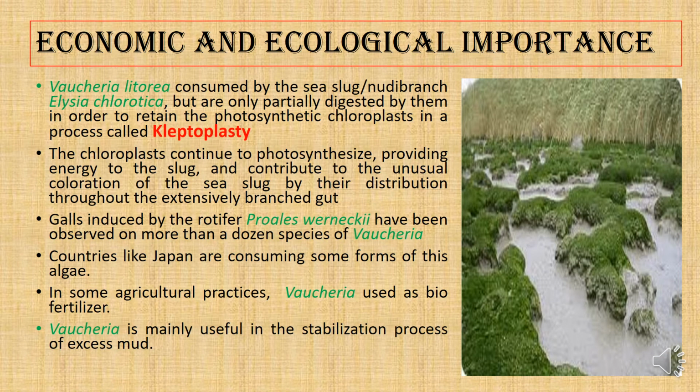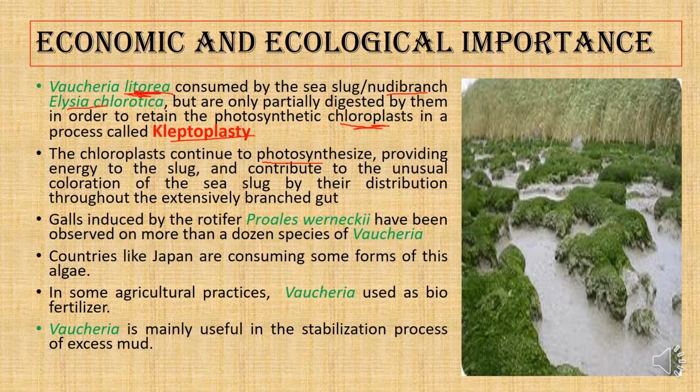About the ecological and economic importance, of course, the most important ecological importance is that of kleptoplasty. In Vaucheria litorea, this unique feature has been found with nudibranchs. We know that nudibranchs are sea slugs, very colorful and a very pleasant sight to see. This species of nudibranch consumes Vaucheria litorea, but only partially digests it. It digests the other parts but leaves the chloroplast, and the chloroplast obtained from the Vaucheria continues to photosynthesize and provide food for the nudibranch, the marine sea slug.